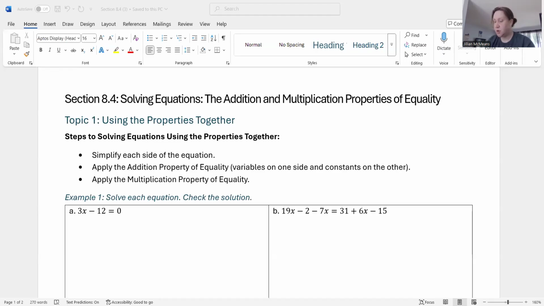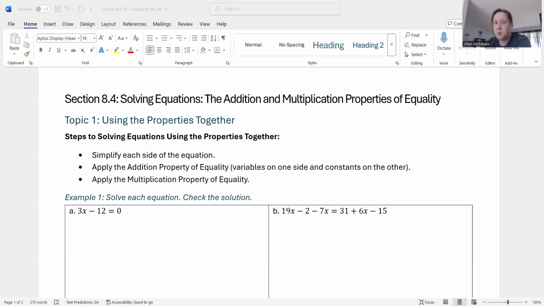In this section, we're going to look at the addition and multiplication properties of equality and how to use them together to solve multi-step equations. The first two examples we're going to look at in topic one are pretty okay. Then in topic two, the next video, we'll look at a general set of steps that you can use to solve really any multi-step equation. So for topic one, it just says using the properties together.